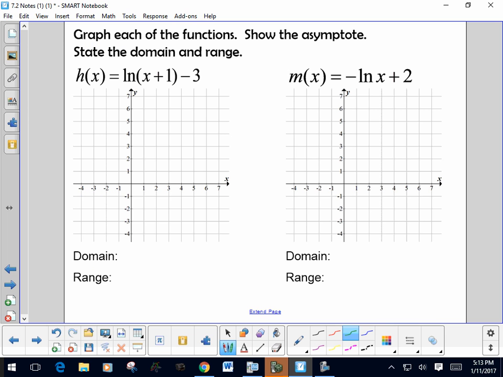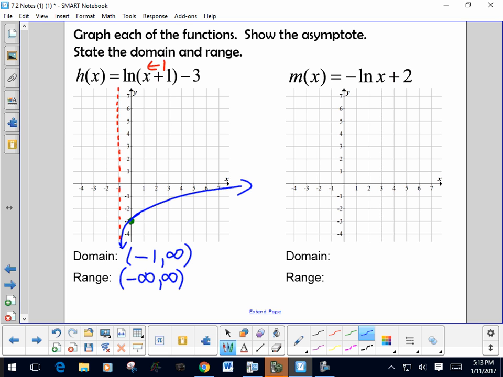So let me go back to my coordinate plane. 0, -3. That was my nice point. The asymptote, well, this function shifted back 1, so the asymptote is at -1. So the function is really, really close to that asymptote, curves up over through that point. The domain in this case would be from -1 to infinity, and the range is -infinity to +infinity.